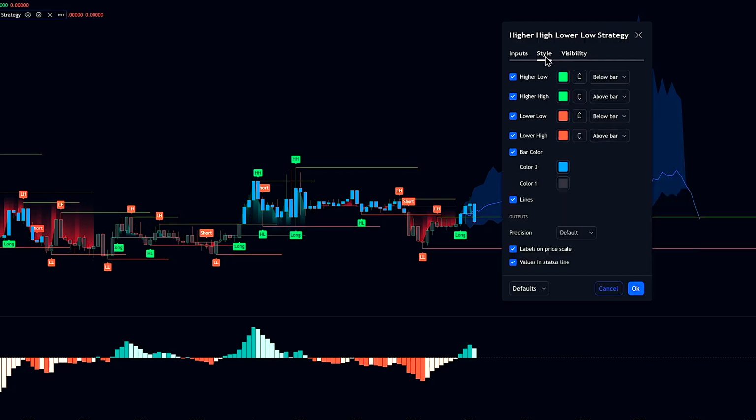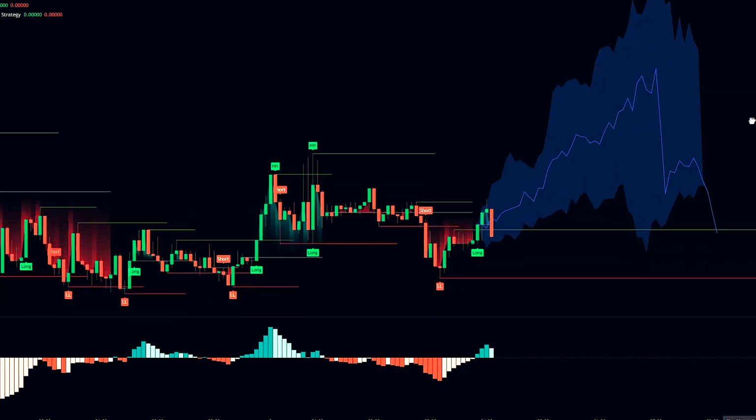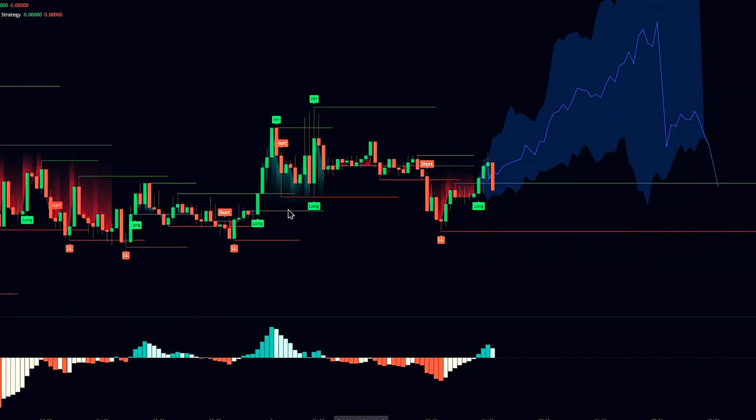Then, under Style, disable Higher Low, Lower High, and Bar Color. Once that's done, hit OK. As for the twin range filter, we'll just keep the default settings. No changes needed. So how do we actually trade using these three indicators?